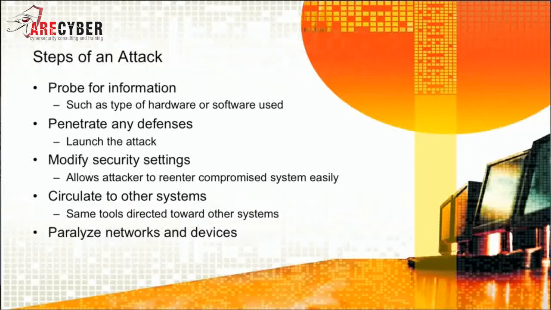It starts with probing. They're probing for specific information or trying to find the soft target, if you will. Then the actual penetration. They'll launch an attack against their identified soft target. Then the modification of security settings. This allows the attacker to continue to re-enter and compromise the system easily without detection. Then circulate to other systems. Same tools directed towards other systems using usually the same soft target it found in the first. And then finally to paralyze the network and or the devices.